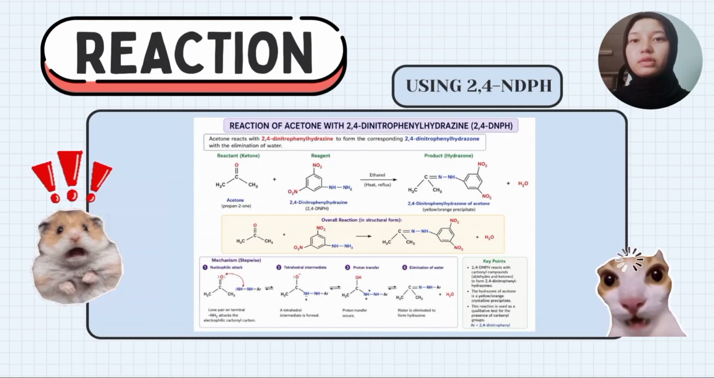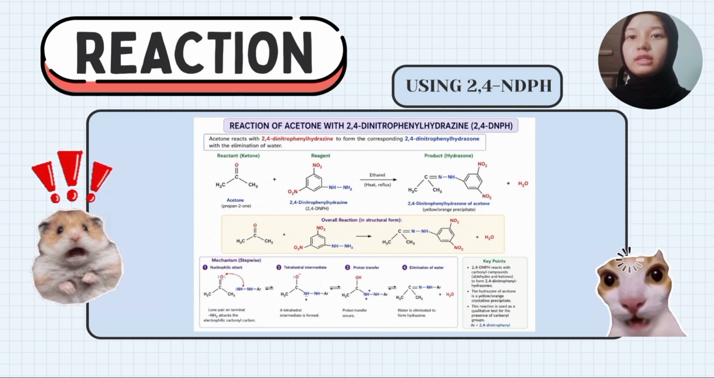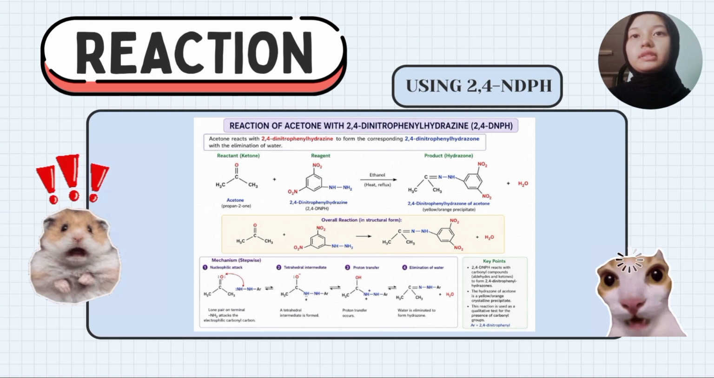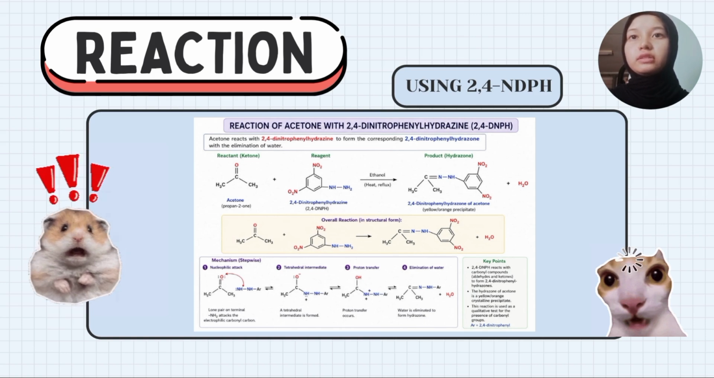For the last one, we will look at how acetone reacts with 2,4-dinitrophenylhydrazine, also known as 2,4-DNPH. The mechanism here is exactly the same as before, which is acetone with hydrazine. However, the product of 2,4-DNPH is much more significant in a laboratory setting. Basically, hydrazones are often liquids or oils, while 2,4-DNPH derivatives are typically bright yellow or orange crystalline solids.